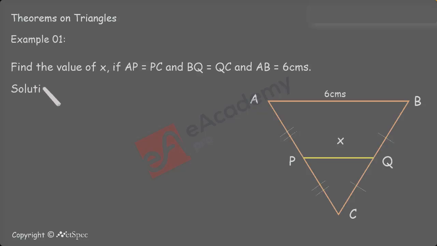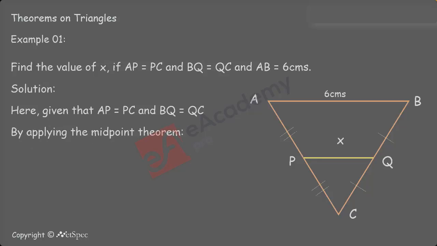Let's solve an example related to the midpoint theorem. Find the value of x in the following image. Solution. From observing the given image, we can state that AP is equal to PC and BQ is equal to QC. We can find the value of x by applying the midpoint theorem. Here, PQ is parallel to AB and the value of PQ is half the value of AB. Since the value of AB is given to us as 6, the value of x is half of 6, which equals 3.